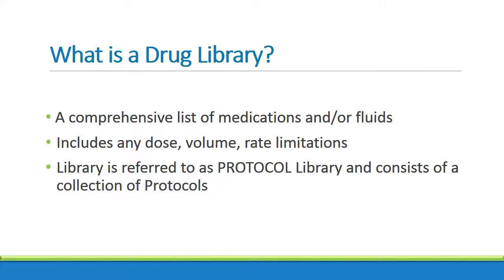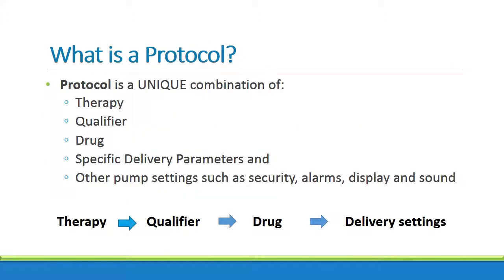Data is collected about each specific medication, and limits are set to ensure safe administration processes are in place. For example, the drug vancomycin can have adverse effects if administered too quickly. Therefore, the vancomycin protocols are set so a clinician cannot program the rate outside of the recommended parameters. The protocol is a unique combination of all of these components. We will go over each component in detail in the next few slides.